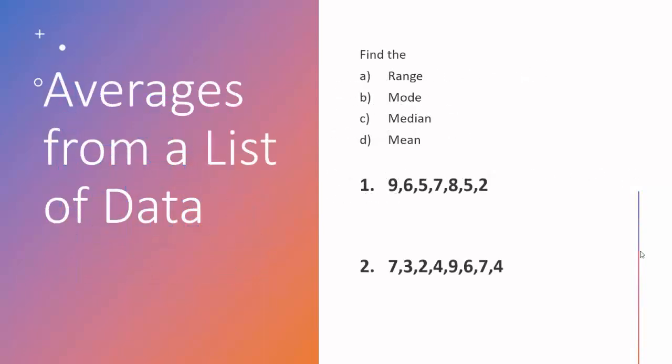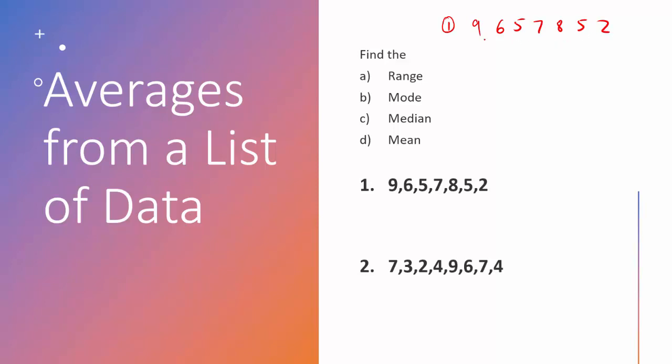So let's start off with working out the averages from a list of data. So we're going to be working out the range, the mode, the median and the mean. So we're going to go through these two questions. Let's start with this one here, number 1. So let me get a bit of space. Number 1. So the first thing you want to do is copy down the numbers. So 9, 6, 5, 7, 8, 5, 2.